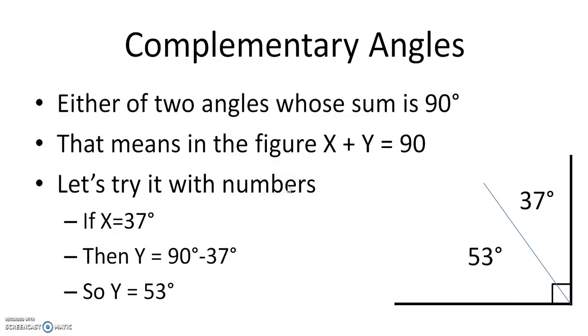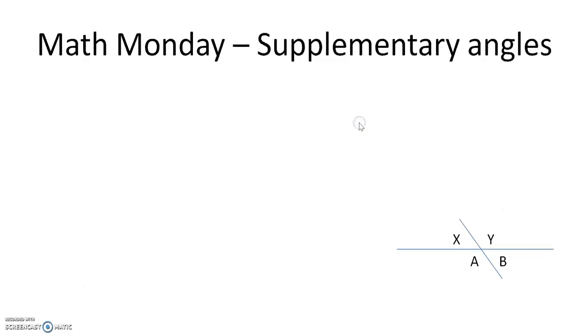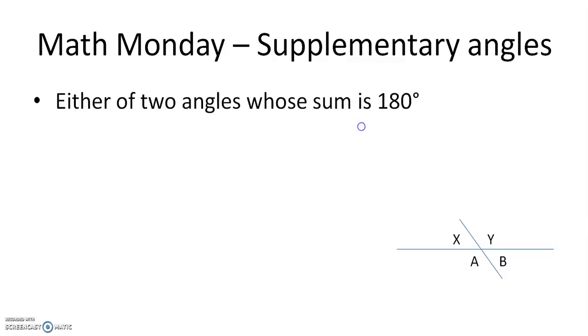It's a very simple addition and subtraction problem. Now, supplementary angles. That's just as easy. They are two angles whose sum is 180 degrees. So how do we know that X and Y are supplementary angles?